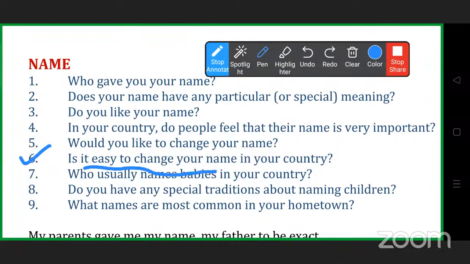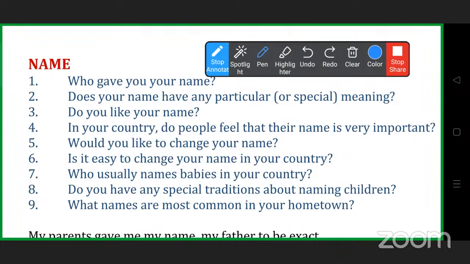Okay, then comes your sixth question. Is it easy to change your name in your country? Obviously, it is not an easy task, because once your name is changed, lots of things will come into play. The first thing is that if you have made a passport, then your name has to be changed in that. If you have an Aadhaar card, your name has to be changed in that too. It will be quite a time-consuming process. It won't be cost effective, let me tell you, because there are lots of things you have to handle. So it is not an easy task.